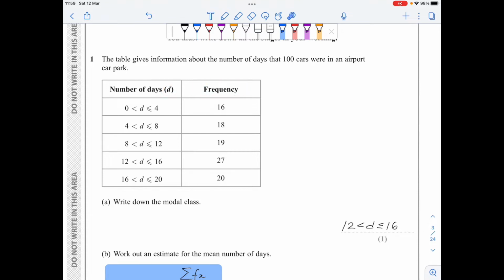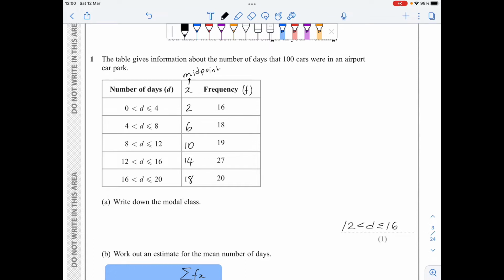Now, for the number of days, I don't have a fixed number, I have an interval, so the most representative number is the midpoint of each class. I'm gonna call this x. The midpoint for the first class is 2, for the second one is 6, and then I've got 10, 14, and 18, and then I'm gonna multiply this midpoint by the frequency, which I'm gonna call f.